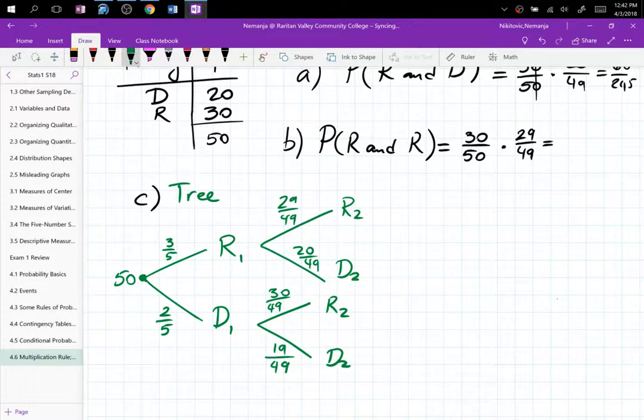What was the part B? Did anyone compute 0 point? No? Who cares? Yeah, I know. It's just math, numbers, boring. 0.355. Good. Thank you.